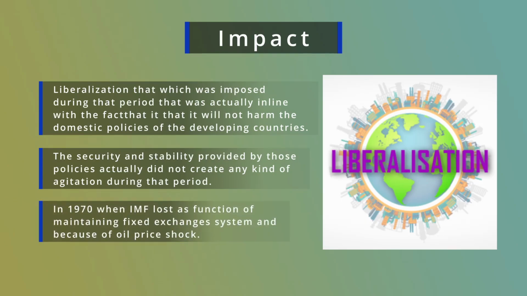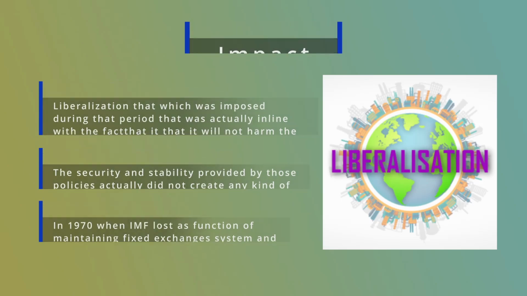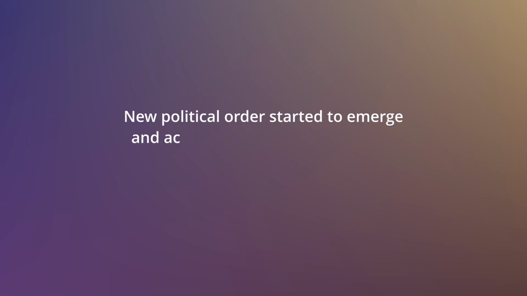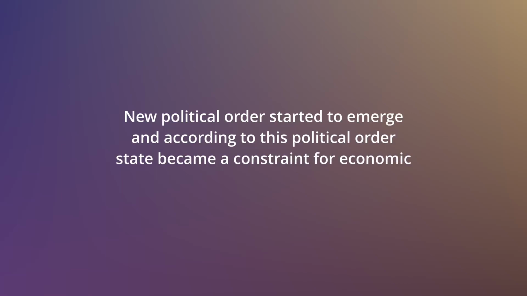And in 1970, when the IMF lost its function of maintaining the fixed exchange rate system, and because of the oil price shock, these institutions started to lose their belief in government, and a new political order started to emerge. Accordingly, this political order believed that the state is a bar and a constraint for economic development. At that point of time, the financial institutions which were providing finances to different countries also started to consider the state as a constraint. And the Bretton Woods institutions also adopted this new philosophy.